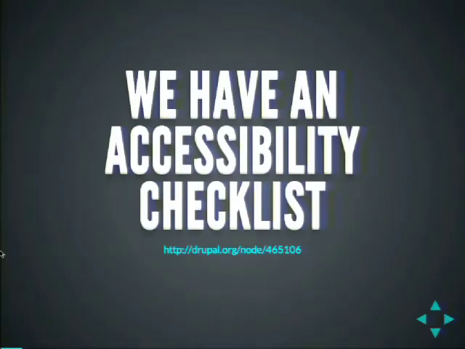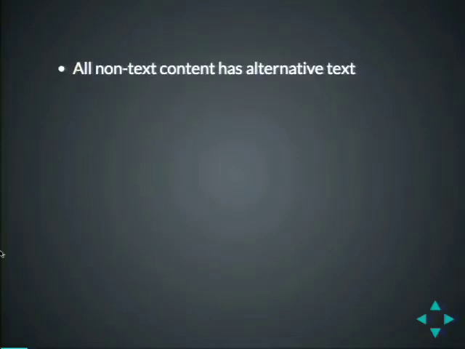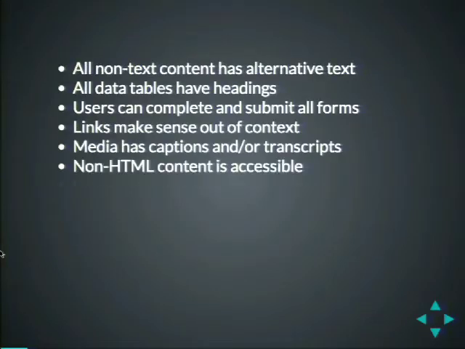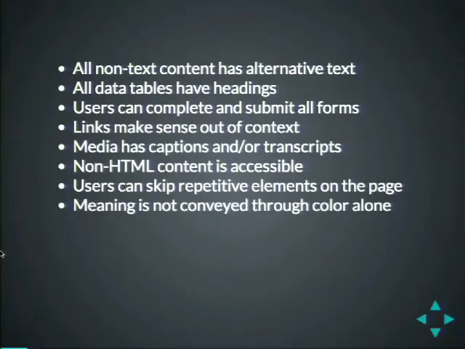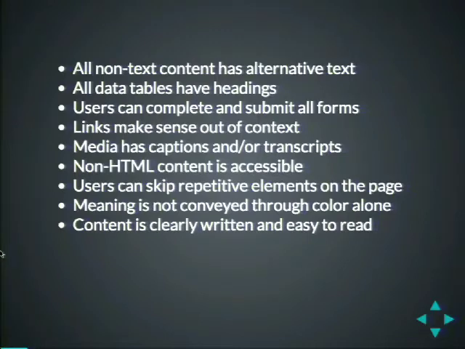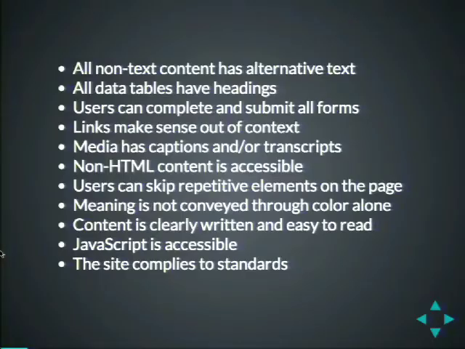We also have an accessibility checklist within Drupal. There are 11 items on this checklist. Some of them include that all non-text content has alternative text, that all data tables have headings, that users can complete and submit forms, and so on. These guidelines are here in order to provide us with a quick means of assessing the UIs and the tools that we're building.